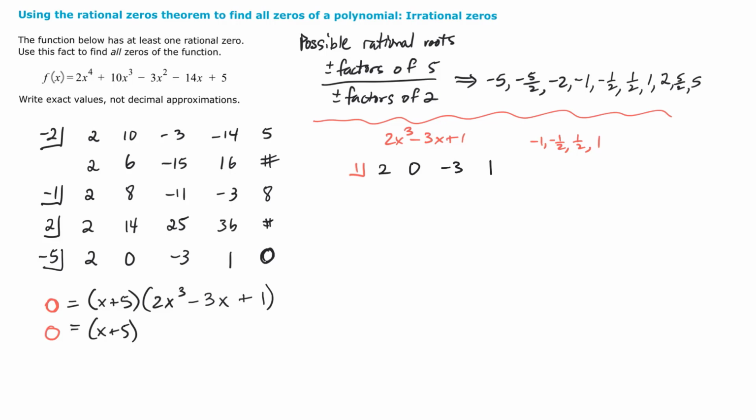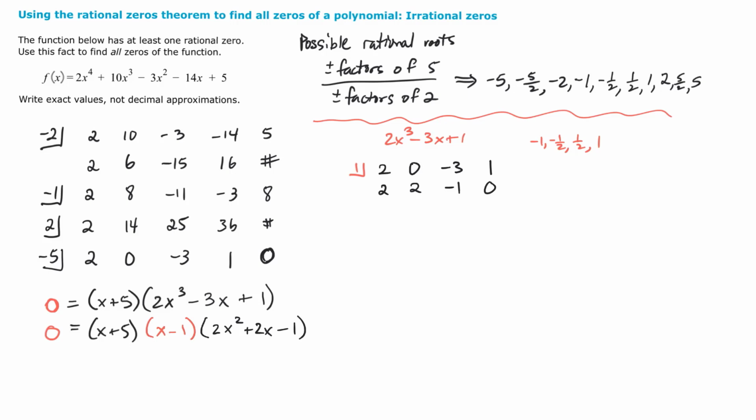Let's try this again. Let's bring down a 2. Multiply and add. And we get a negative 1. And now we get a 0. This is better. What does this mean? This means that we have an x minus 1 down here. And what do we have left? We have a 2x squared plus 2x minus 1. And we're in good shape here.